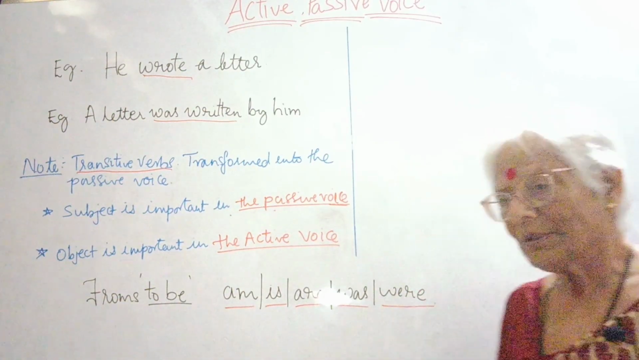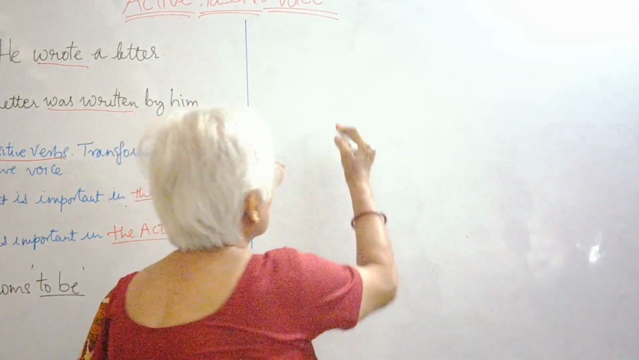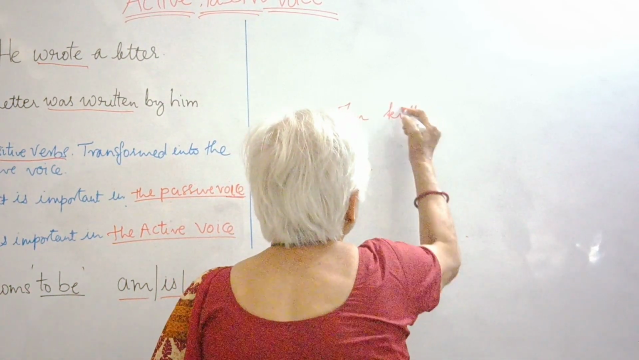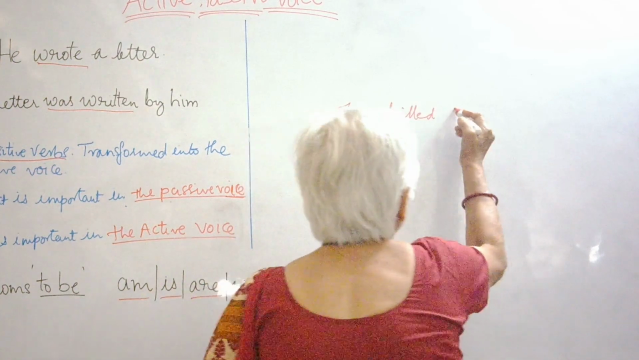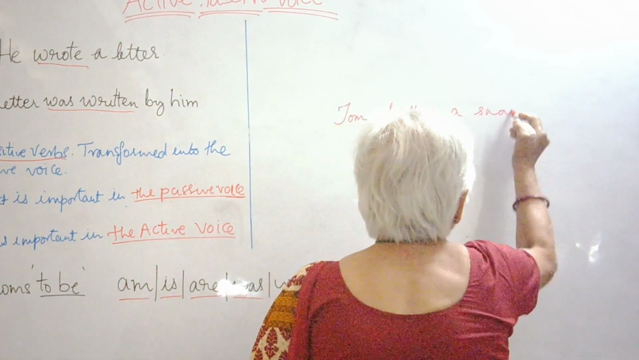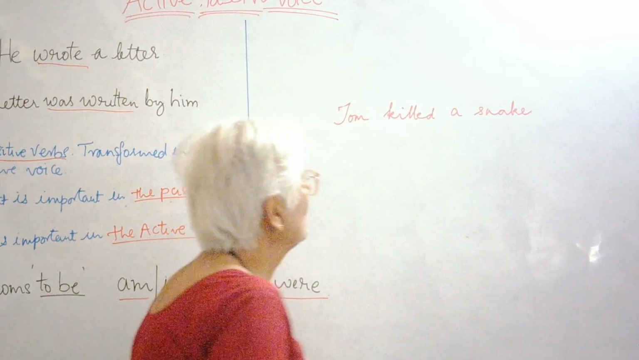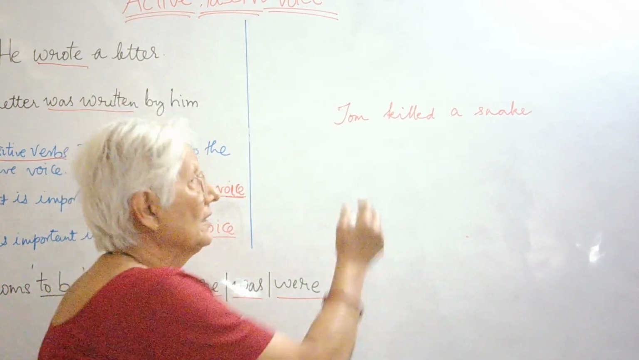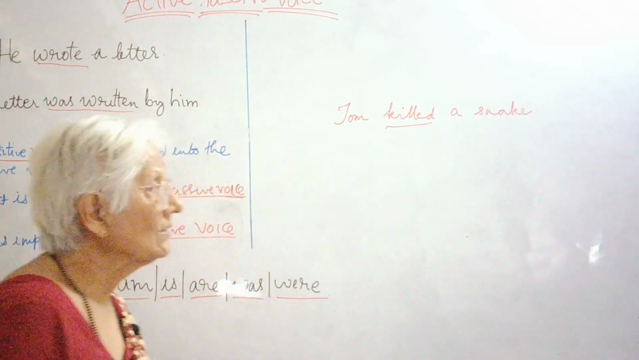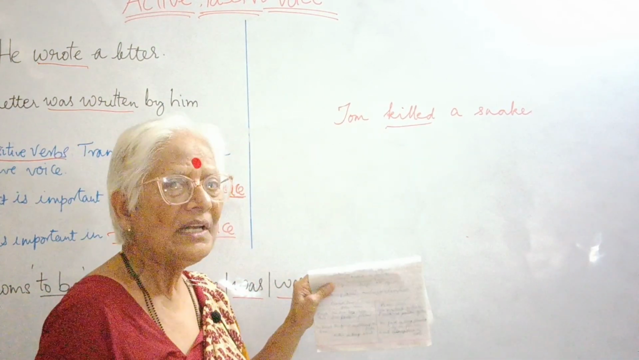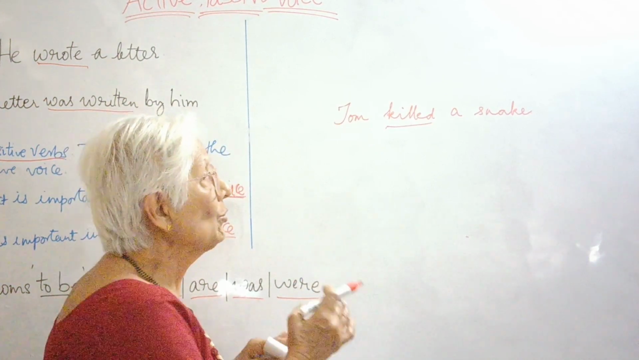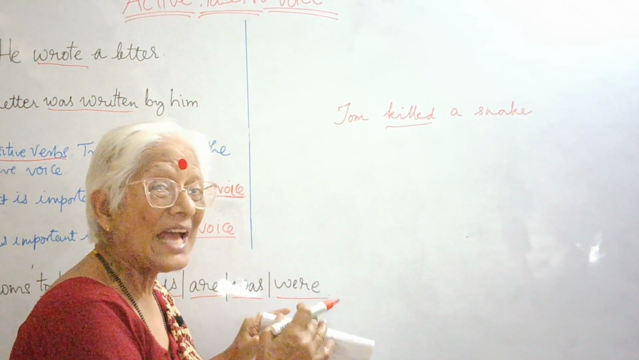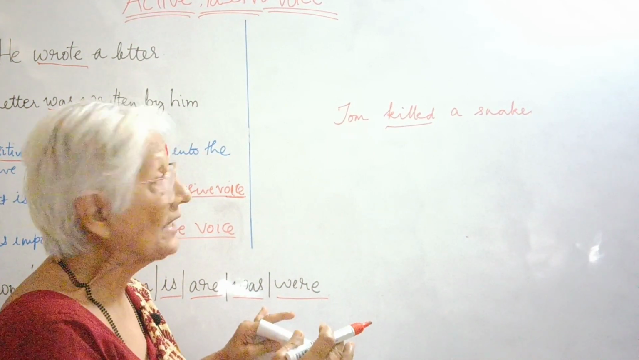Now let's take a very simple sentence. Tom killed a snake. Which is the verb? Killed. Very good. Who killed the snake? Tom. What did Tom kill? A snake. Now I am going to transform it in such a way that I make a shift in the subject and the object. So now I am going to write it like this.